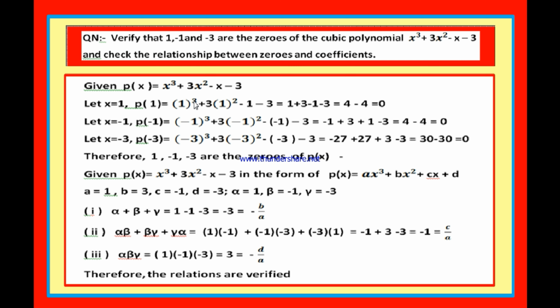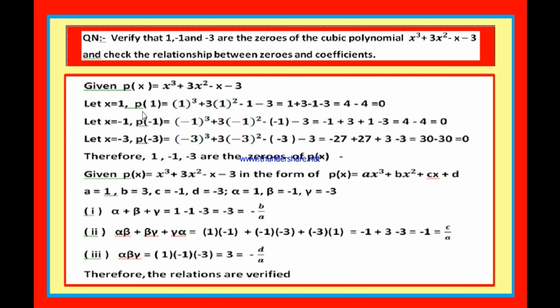By simplification, 1 cube is 1, 1 square is 1, into 3 is 3, into 1 is plus 3, minus 1 and minus 3. 1 plus 3 is plus 4, minus 1 minus 3 is minus 4, 4 minus 4 is 0.